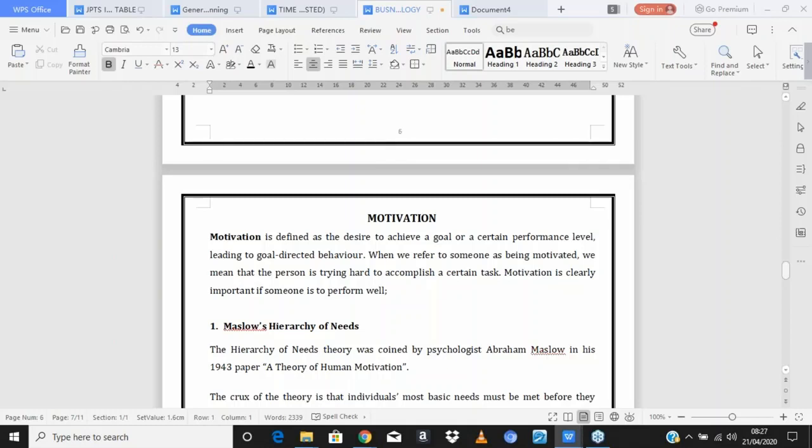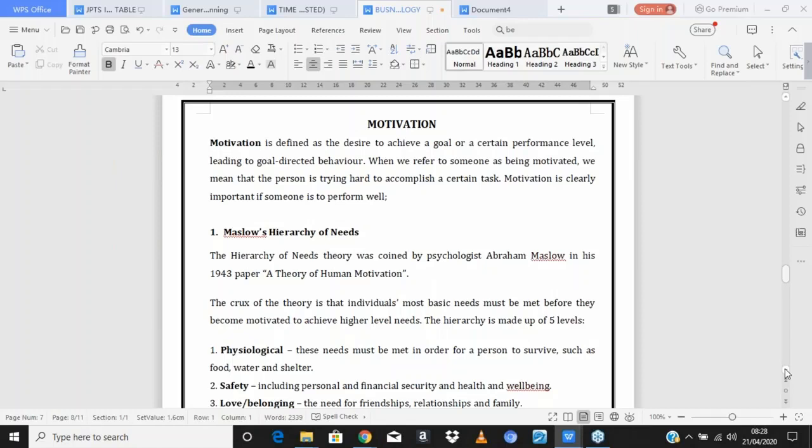And so these scholars have studied motivation and have been able to bring out different theories and how they can be applied in the aspect of business psychology. So now the first and one of the most popular motivation theories is Maslow's hierarchy of needs. His full name is Abraham Maslow, and he developed the theory of human motivation in 1943.